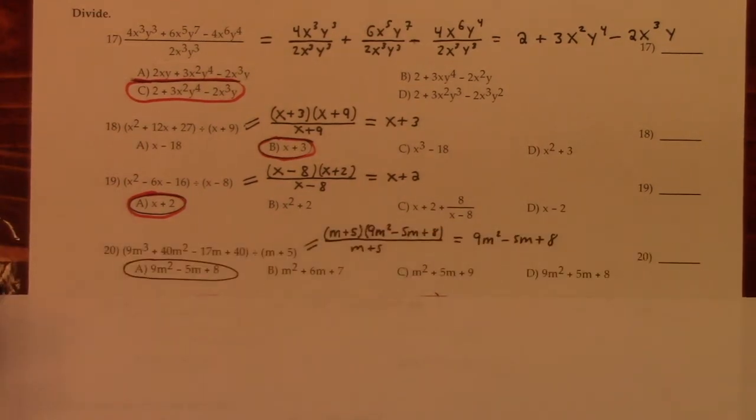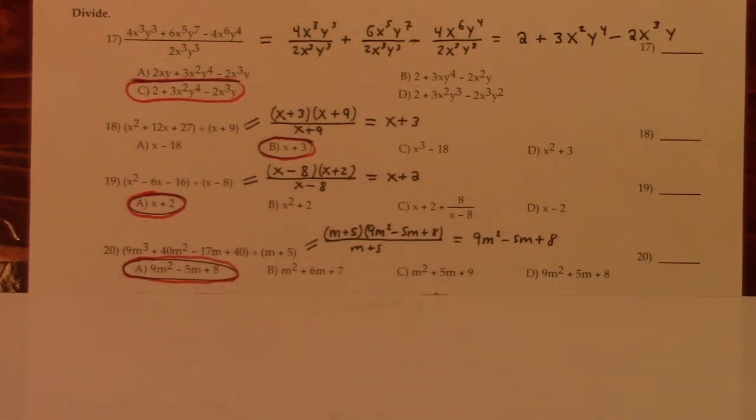All right. Number 20. So here, I factored this as m plus 5 times 9m squared minus 5m plus 8. All right, and there's m plus 5 common, and that left us with minus 9m squared minus 5m plus 8. So that was our answer, part A, right?